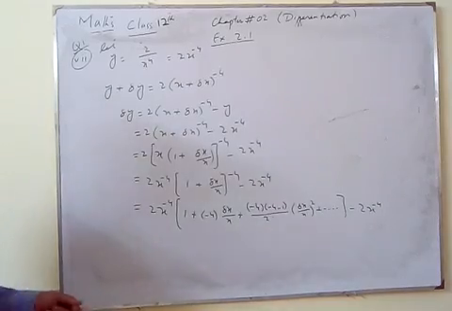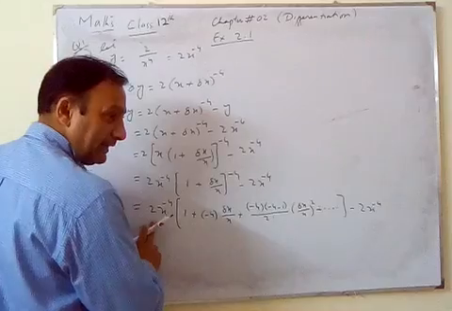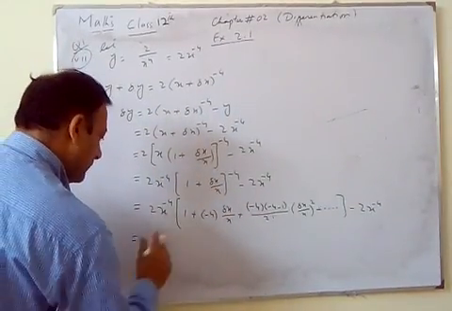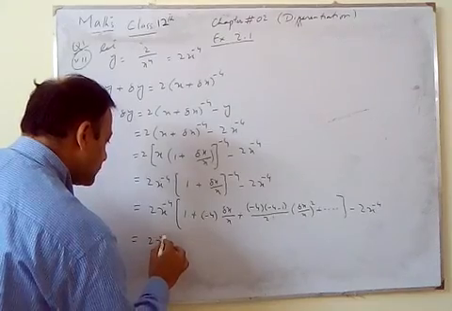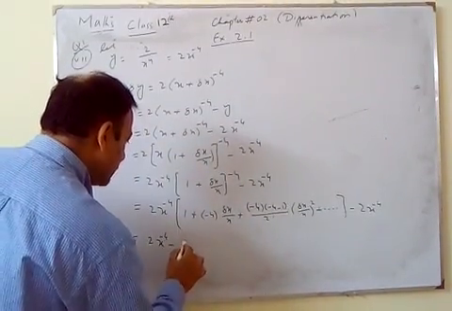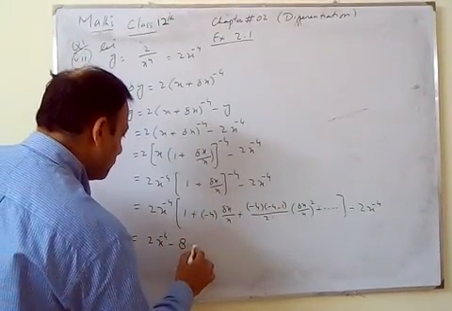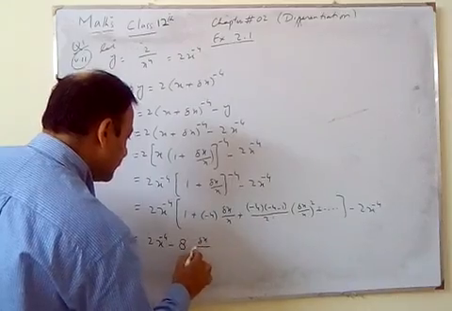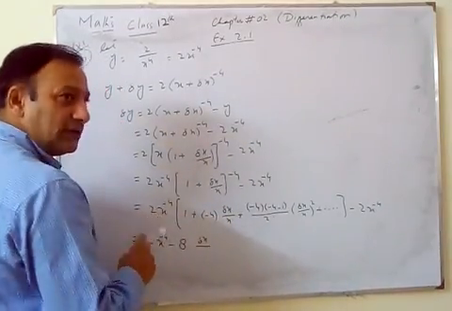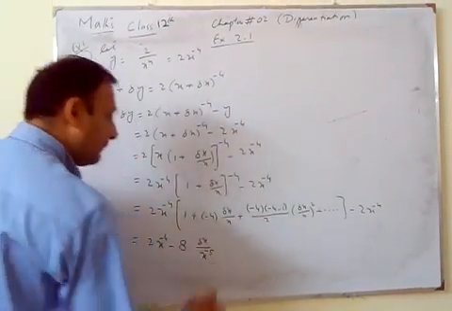Any problem there? Now, when we apply this one inside, we get 2 into x power minus 4, when we minus 8, 2 into 4 into delta x. Here it is x power minus 4, here it is x. So what will happen? It becomes x power minus 5.